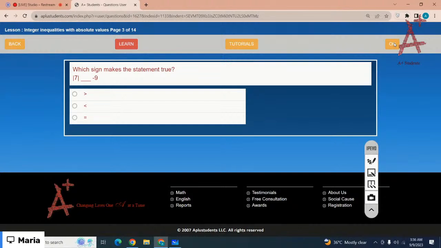Okay, the next one is which sign makes the statement true? Absolute value of 7 and negative 9 you have to compare. So which is the correct option? Absolute value of 7 is 7, right? So 7 is greater than negative 9. It would be greater. Greater than negative 9 it is.